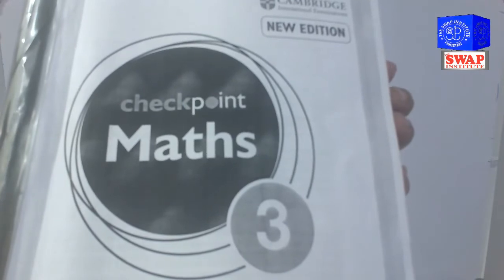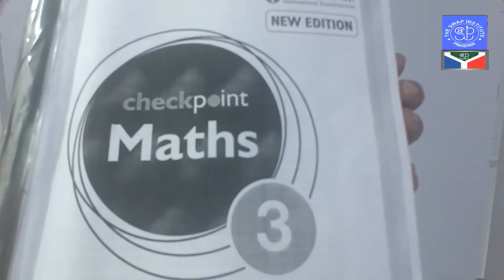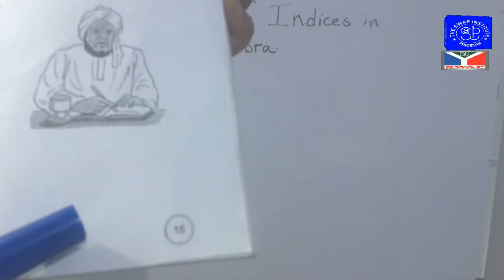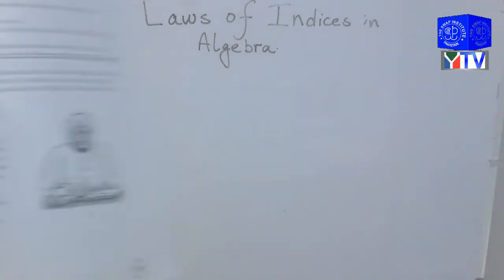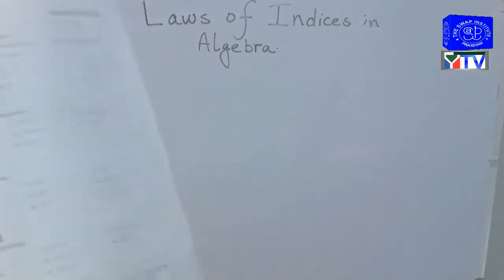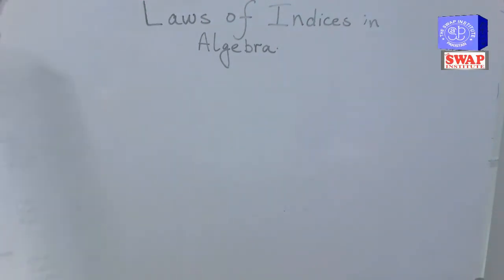Today we are going to start the second chapter of our Checkpoint 3, on page number 15, and the chapter is expressions and formulae. You have done algebra, expressions and their formulae in grade 6 and 7, and we have practiced a lot. In chapter 1 we did the laws of indices. Now we will do the laws of indices in algebra, index notation and algebra.